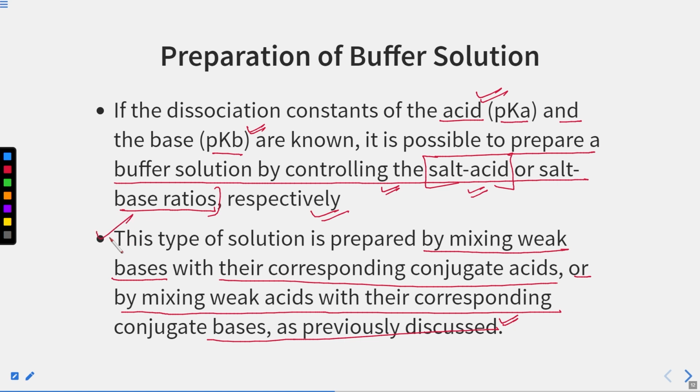So this is very important for preparing a buffer solution. If you want to prepare a buffer solution, there are two things you can do. Either you can take a weak acid and its corresponding conjugate base, or you can take a weak base with its corresponding conjugate acid. So you can do both.